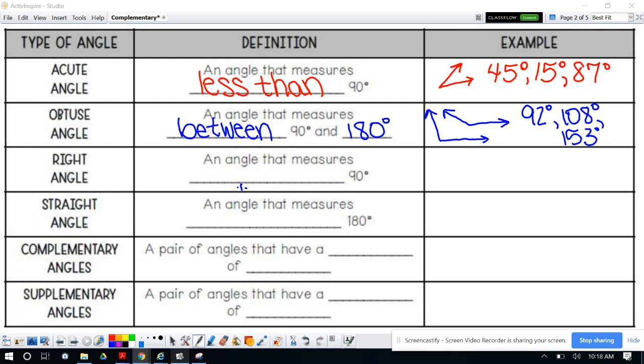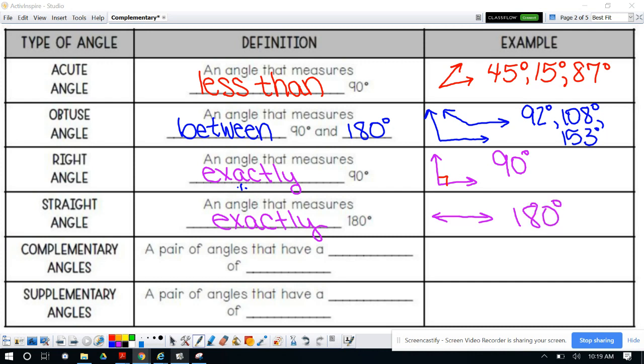Moving on to a right angle. A right angle is an angle that measures exactly 90 degrees. So it's truly going to be a right angle. And we see this normally signified with a little box right here that tells us it's a right angle. So examples would be 90 degrees only. Has to be 90 degrees to be a right angle. A straight angle is an angle that measures exactly 180 degrees. So we also call that a straight line. Okay, so a straight line, straight angle is 180 degrees.